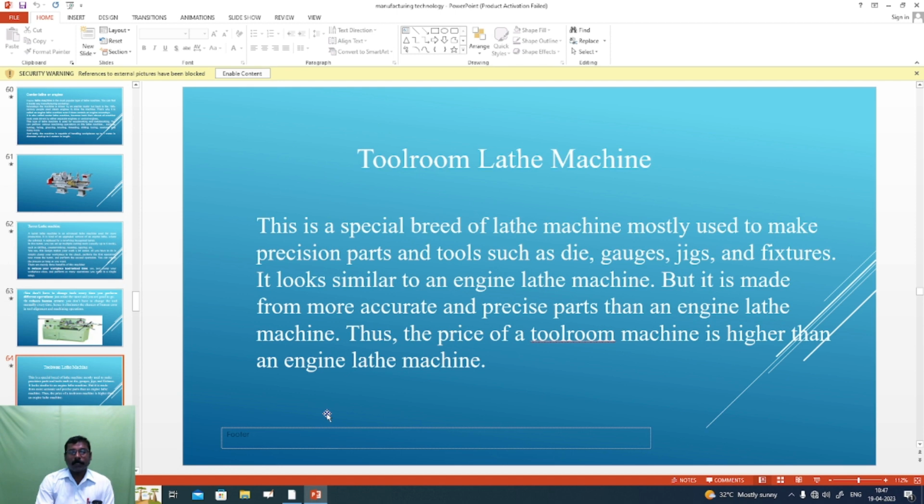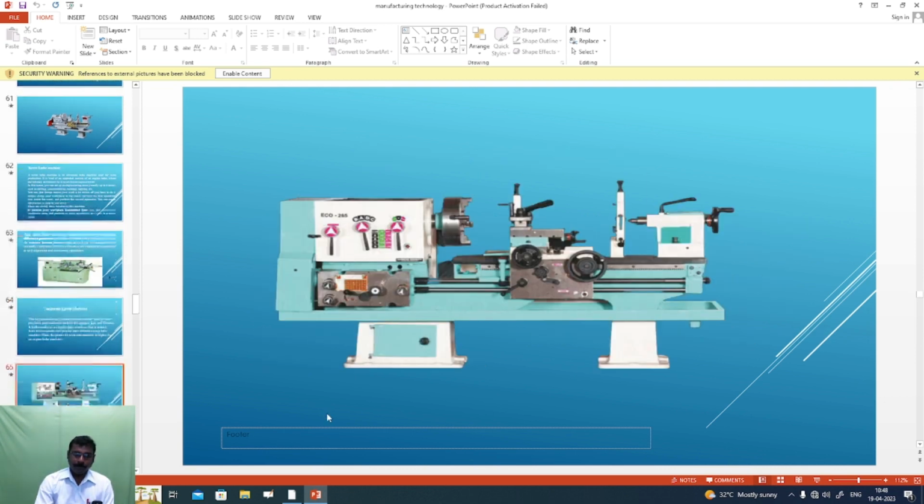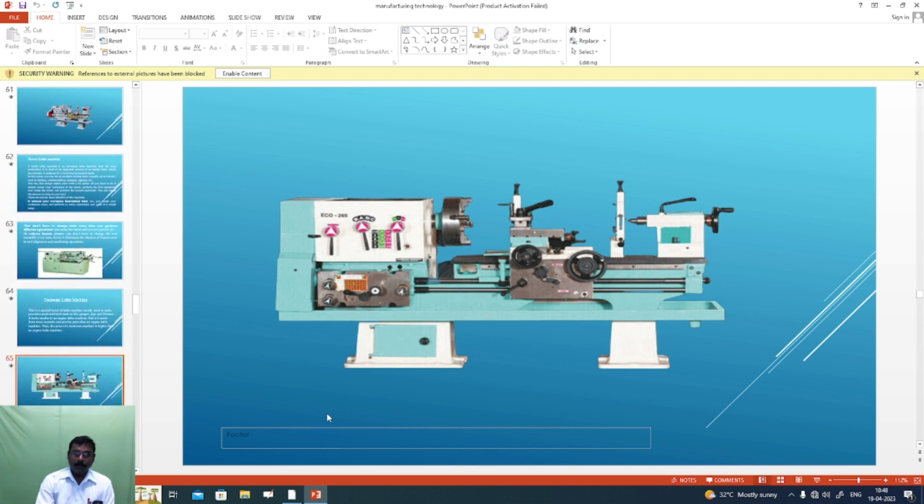Tool room lathe machine. This is a special type of lathe machine mostly used to make precision parts and tools such as dies, gauges, etc. It looks similar to an engine lathe machine, but it is made from more accurate and precise parts than an engine lathe machine. Thus, the price of a tool room machine is higher than an engine lathe machine. This is the diagram of the lathe.